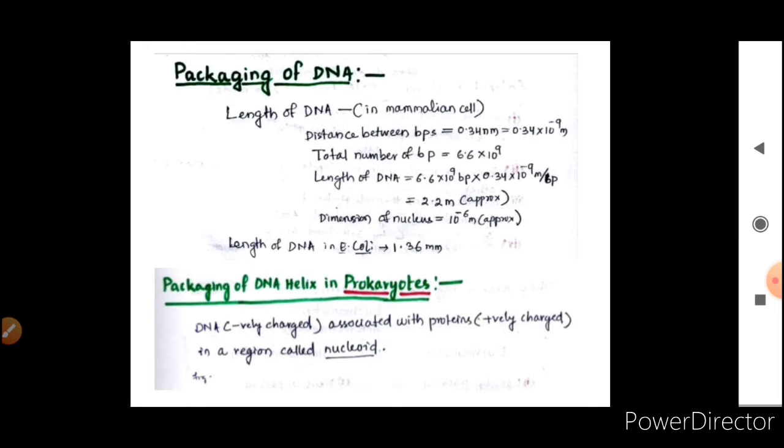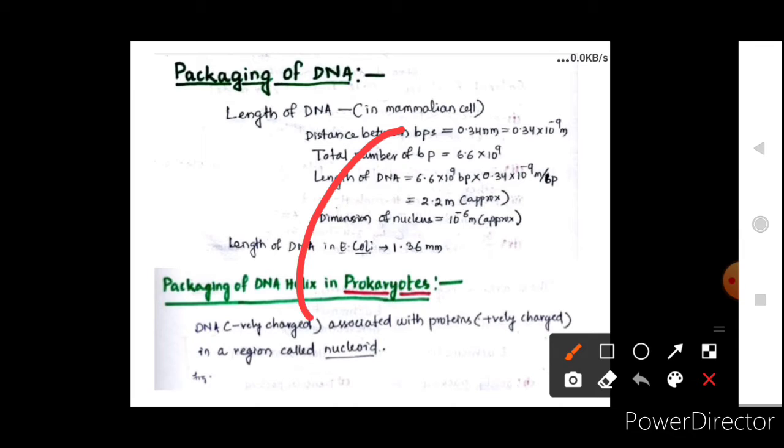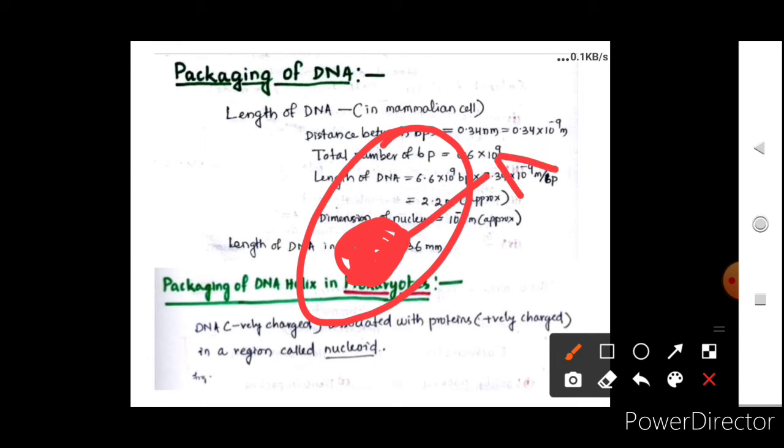DNA is negatively charged and it is associated with proteins that are positively charged in a region called the nucleoid. So when you see the prokaryotic cell, as we know, there is no nuclear membrane, so the DNA which is negatively charged will be associated with the proteins and it will form a coiled structure without any nuclear membrane, and this is nothing but the nucleoid.